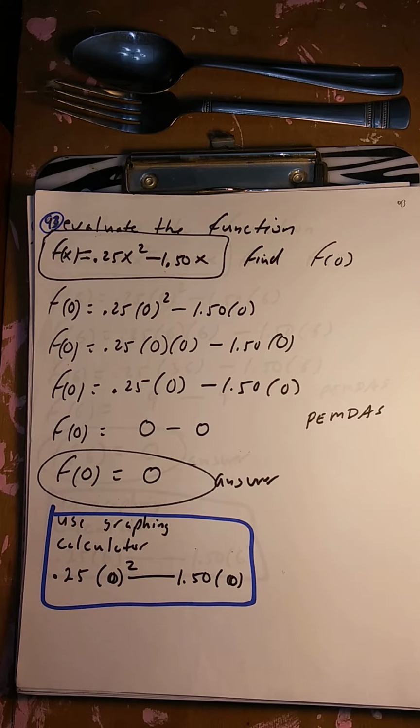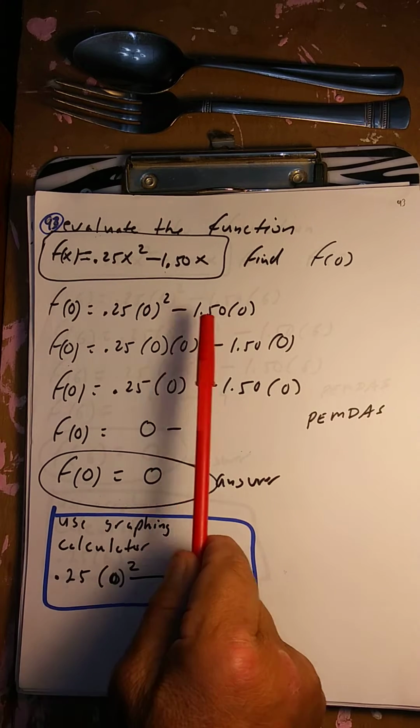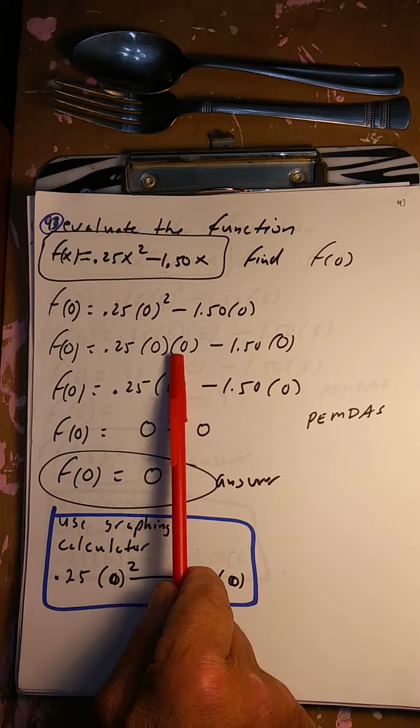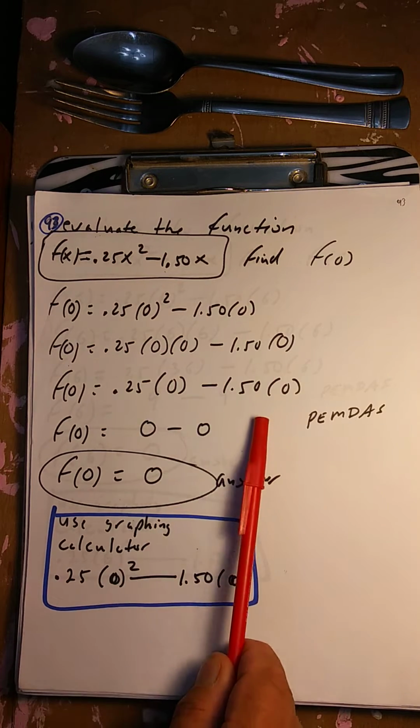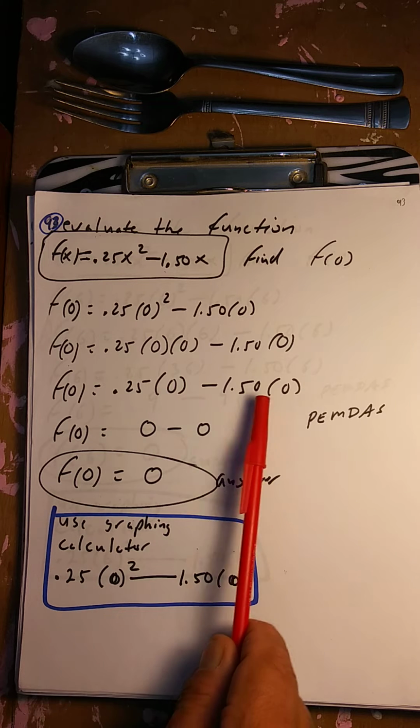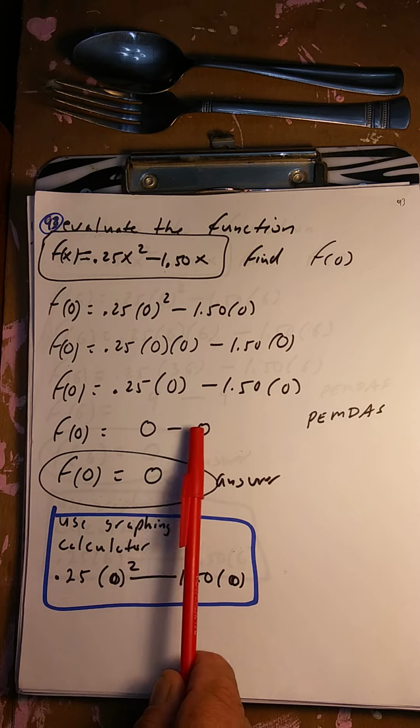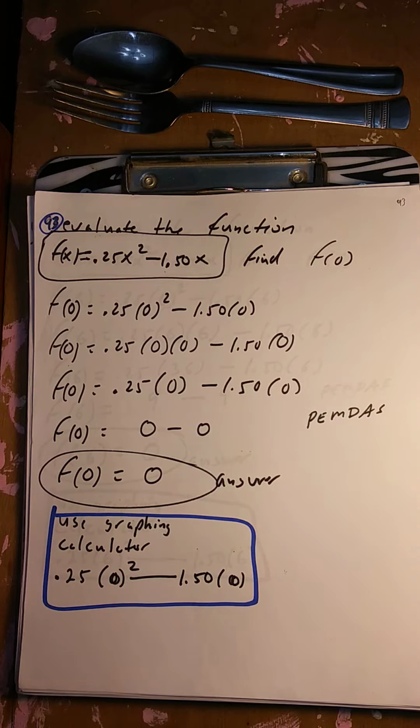Evaluate the function f of 0. Put a 0 in there. 0 there, 0 there. 0 squared means 0 times 0. So 0 times 0 is 0. Copy this down. 0 times that is 0. And 0 times that is 0. 0 minus 0 is 0. We're done.